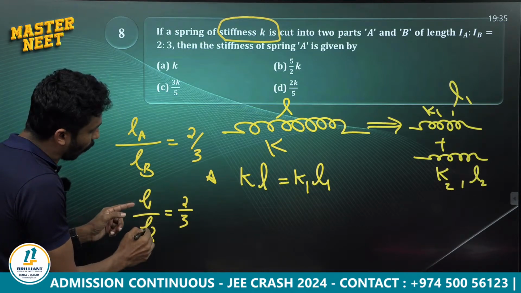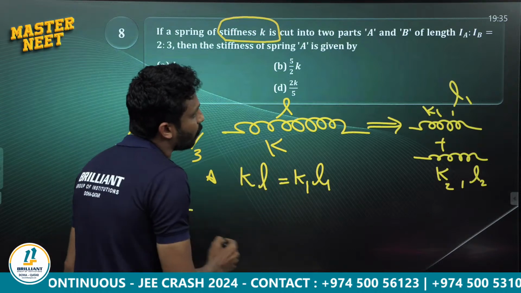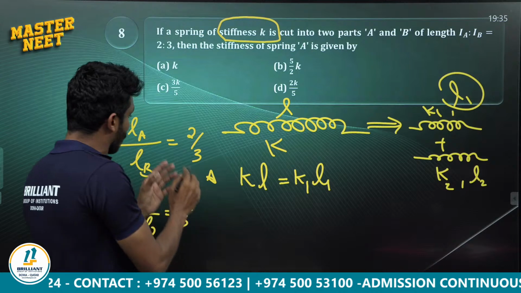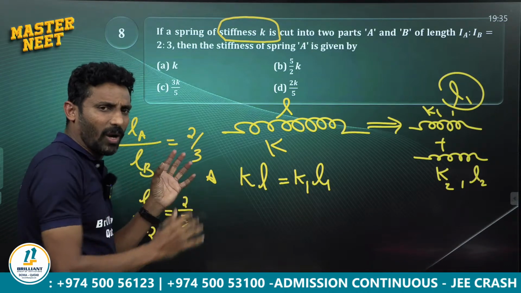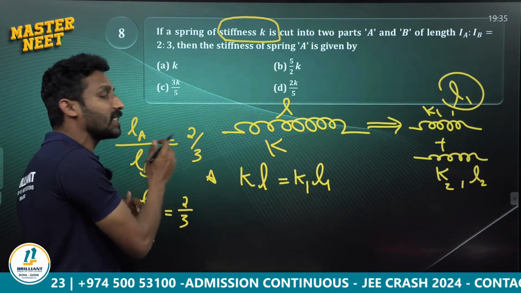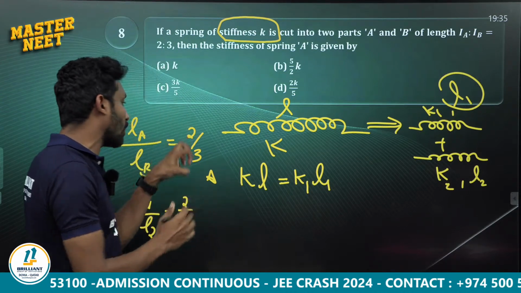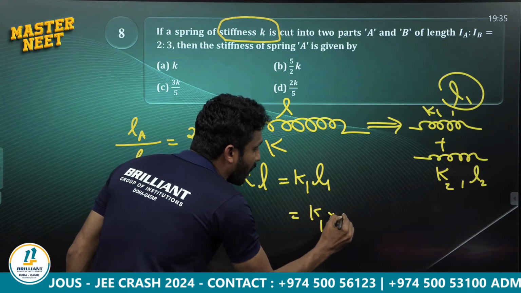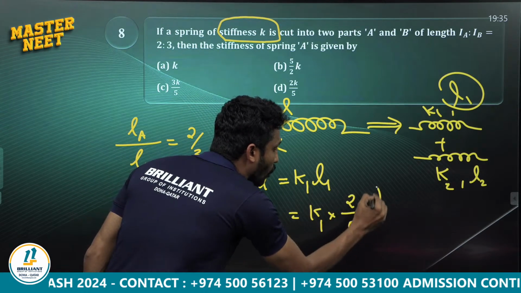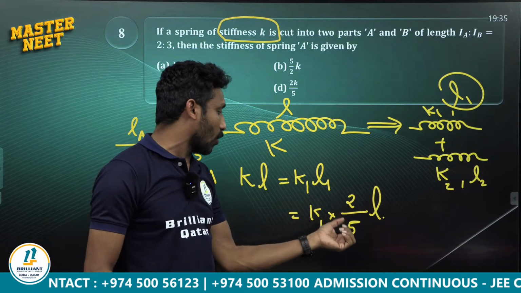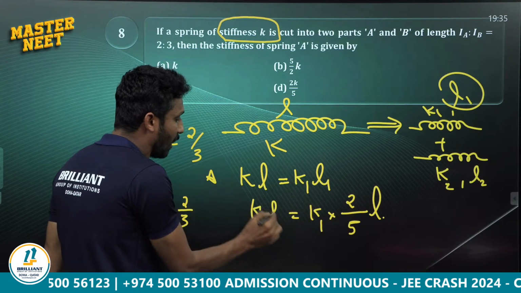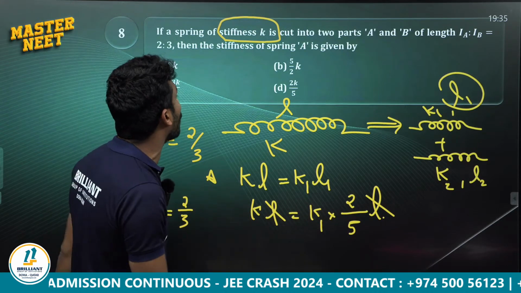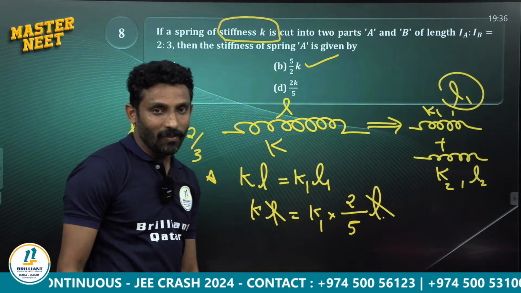What will be this L1 in terms of the total length? Actually this ratio is 2 by 3, so it is totally divided into 5 parts. Out of 5 parts, 2 parts is L1. So K1 into L1, which is 2 out of 5 parts of the total length, equals KL. The L's cancel, and K1 is 5 by 2 times K. The answer is 5 by 2 times K. Clear? Very easy.